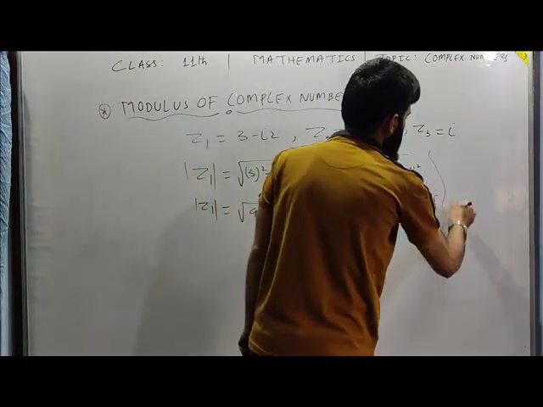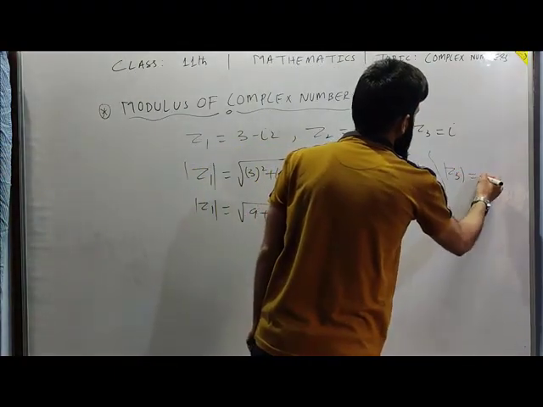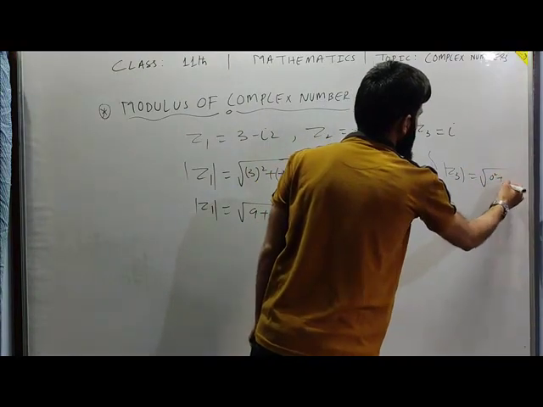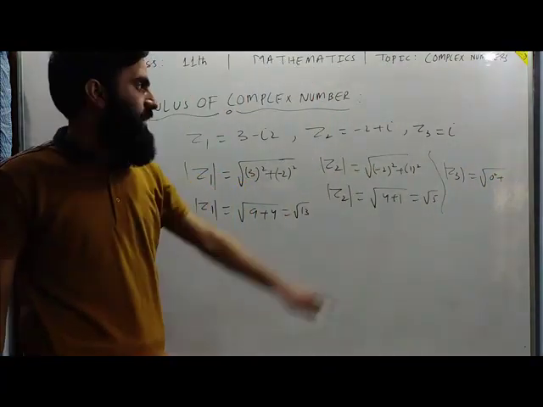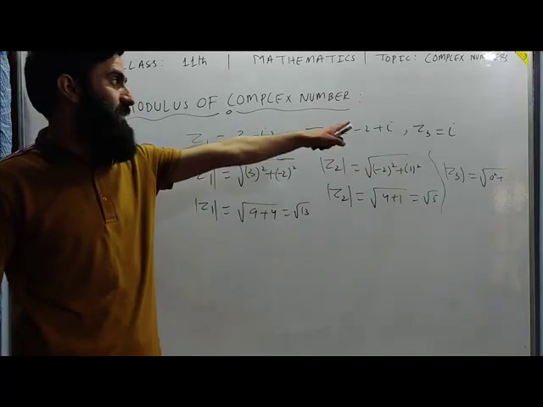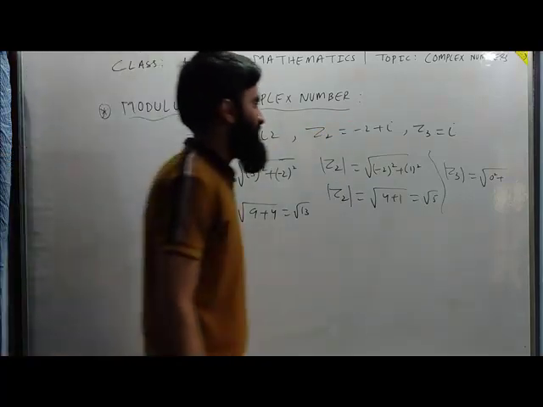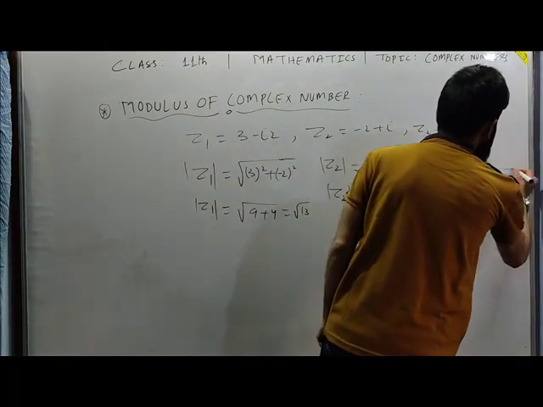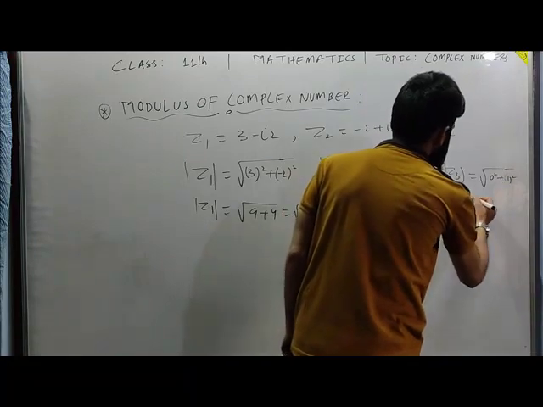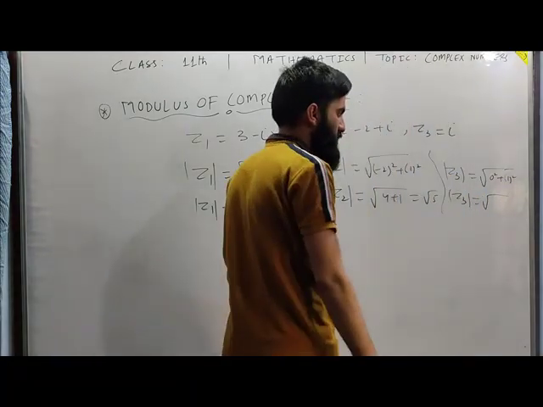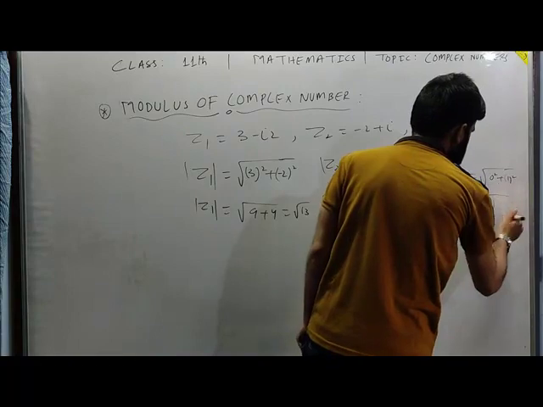Now talk about the mod of this complex number. You will get 0 square, obviously, since the real part is 0 and the imaginary part is 1. So this is an example of a purely imaginary complex number. So you can have 1 square. Mod of z3 is equal to 1 square, which is obviously equal to 1.